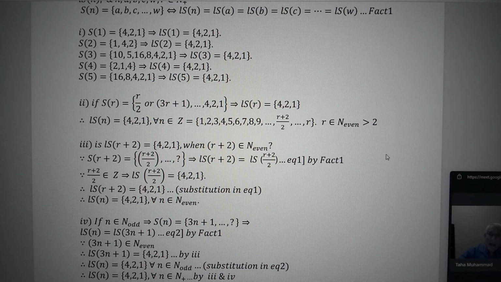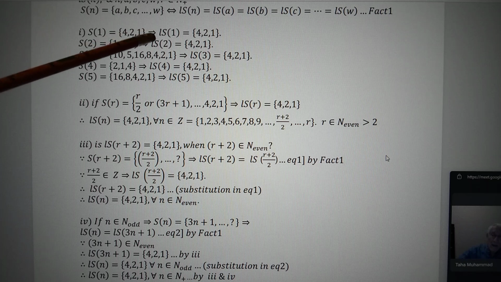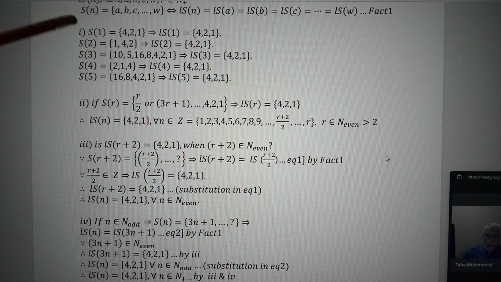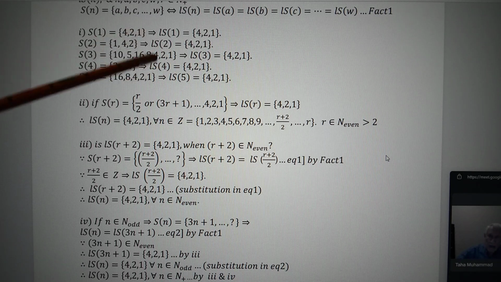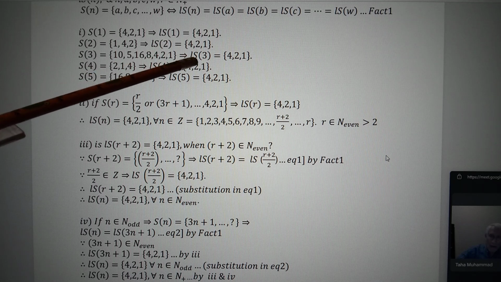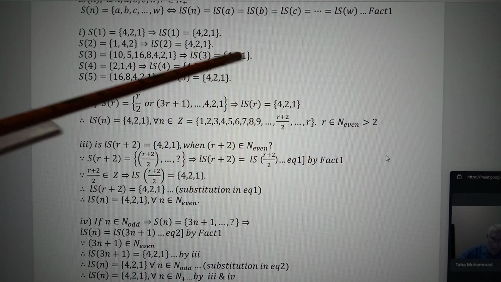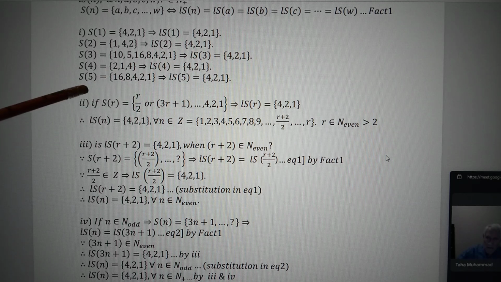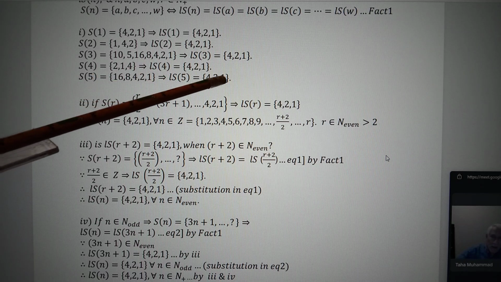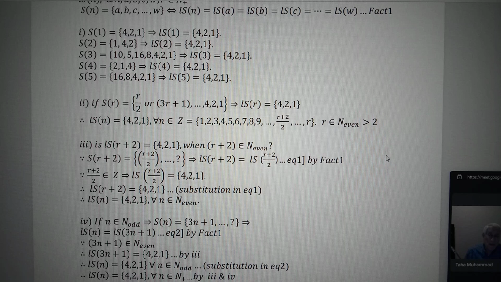Now let me try. Sequence 1 is what? 4 to 1. Okay, the loop of 1 is 4 to 1. Sequence 2, same. Sequence 3 is 10, 5, 16, 8, 2, 4 to 1. Then the loop is 4 to 1. And sequence 4, same, 4 to 1. Sequence 5, multiply by 3 plus 1, 16, divide, you got it. Always you see, take any number, you will see 4 to 1.